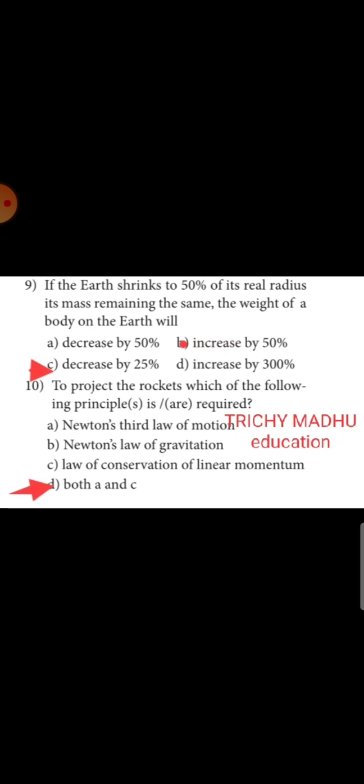Number 10. To project rockets, which of the following principles are required? A, Newton's third law of motion. B, Newton's law of gravitation. C, law of conservation of linear momentum. D, both A and C. The correct answer is D, Newton's third law of motion and law of conservation of linear momentum.